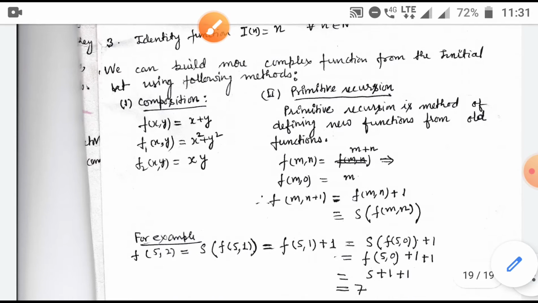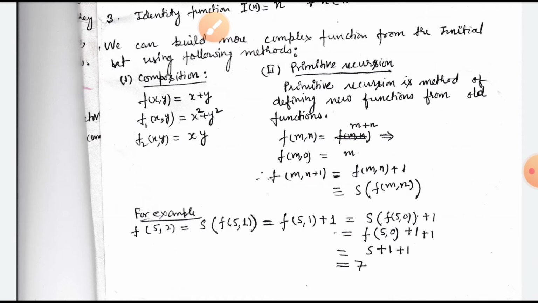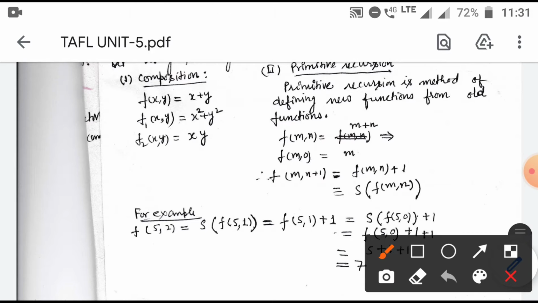Another is primitive recursion. In primitive recursion, f of m, n is equal to m plus n. If we pass the parameter n equal to 0, then f of m, 0 is equal to m, very obvious. f of m, n plus 1 will be equal to m plus n plus 1, and m plus n is equal to f of m, n.